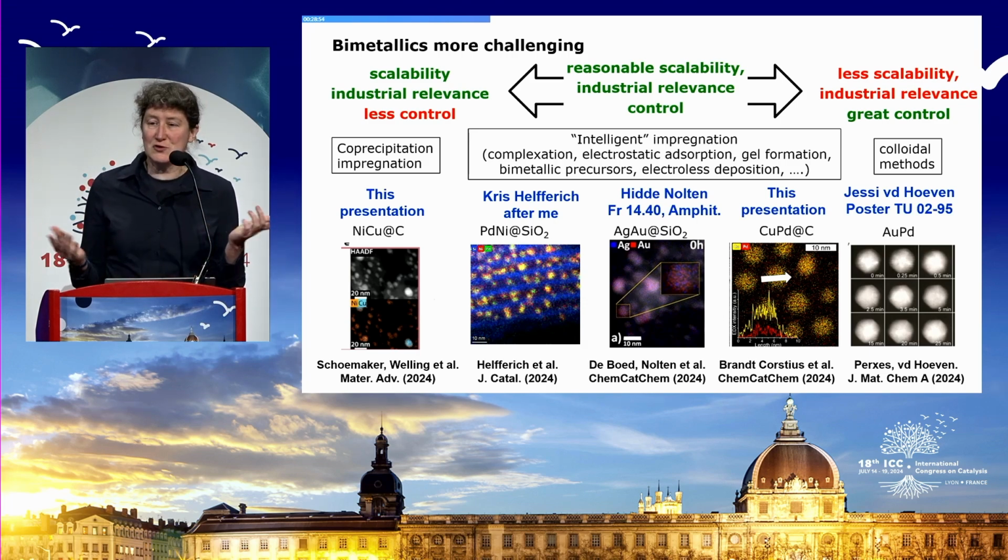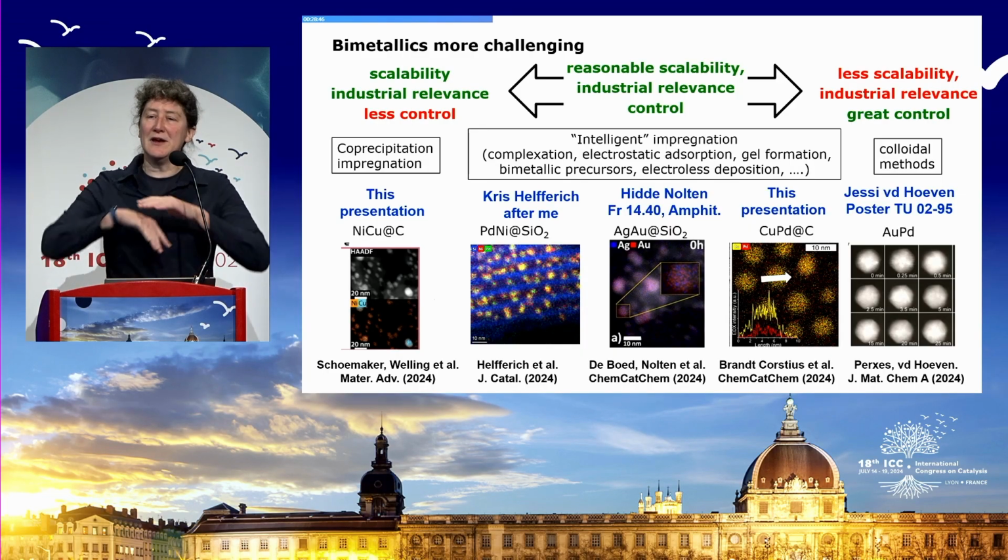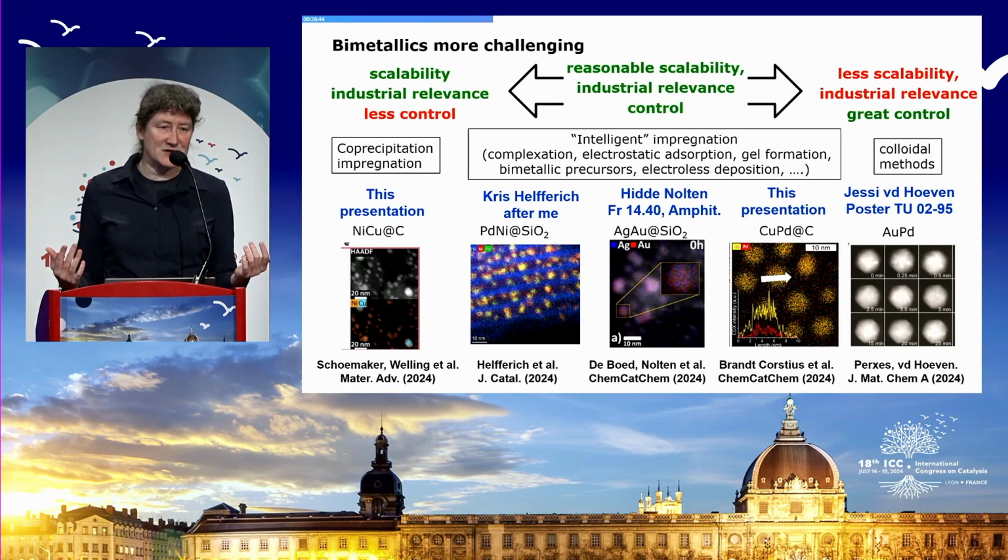You might, of course, also use a molecular bimetallic precursor, which is very interesting. And another technique that we like a lot is electroless deposition, because you can first put down one metal and then put a monolayer of the second metal in a very controlled manner. This also gives you very good control over the distribution. So I'm not going to go into detail on all these different techniques.